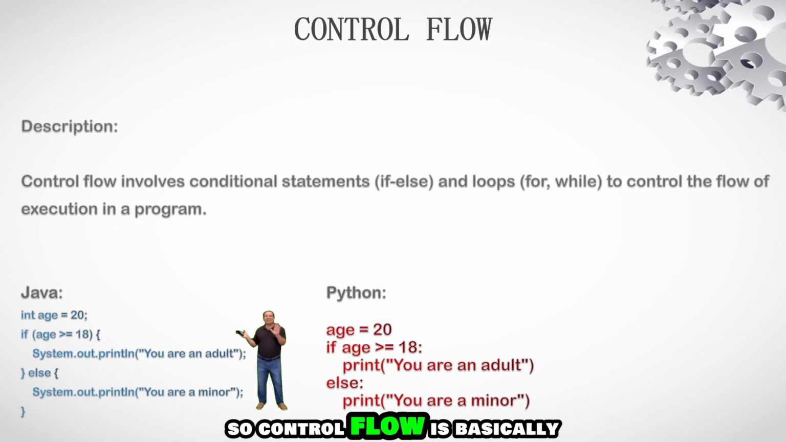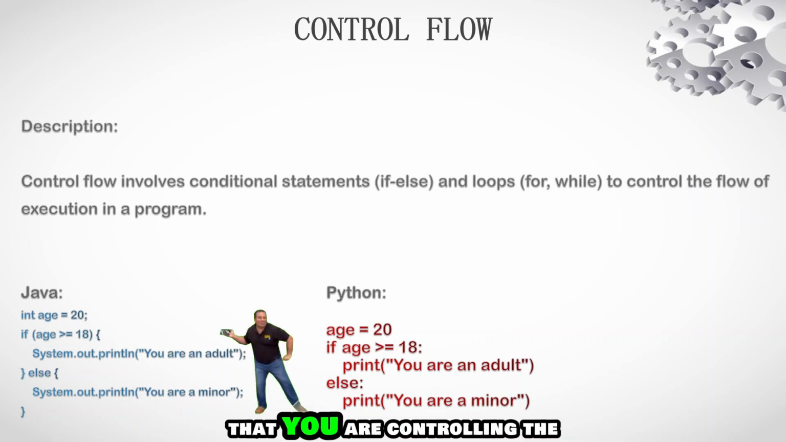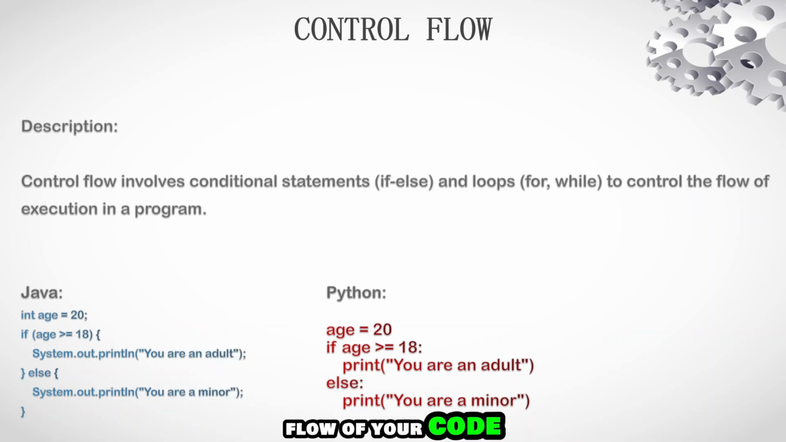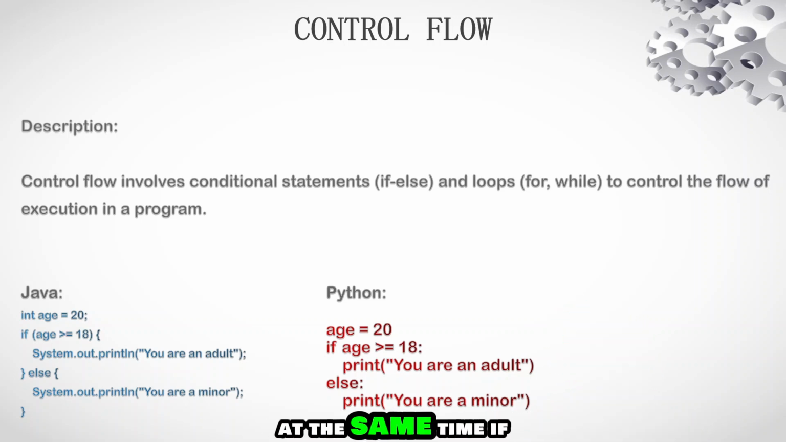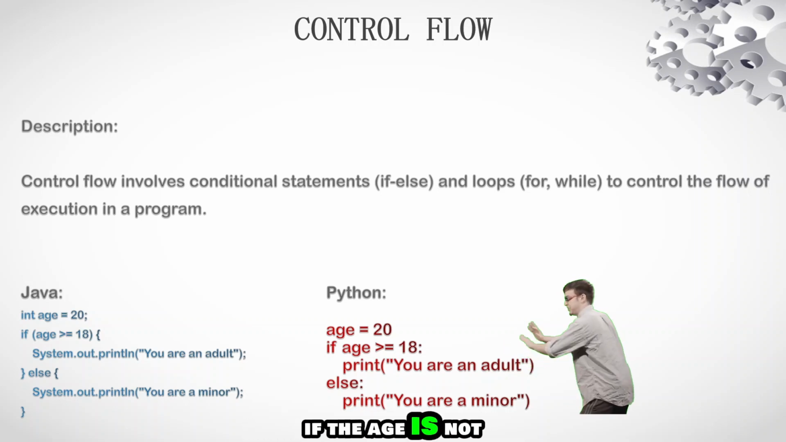So control flow is basically what the name suggests, that you are controlling the flow of your code. Now you can do it in several ways, but let's talk about the basic ways. So conditional statements, where you put conditions based on which your code will run. You can't tell somebody you are an adult and you are a minor at the same time. If the age is more than 18, you want to tell that person you're an adult. If the age is not more than 18, then you say you're a minor.